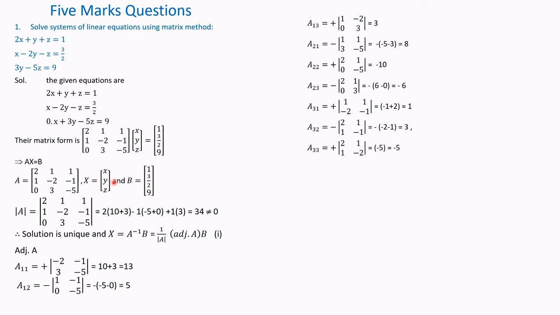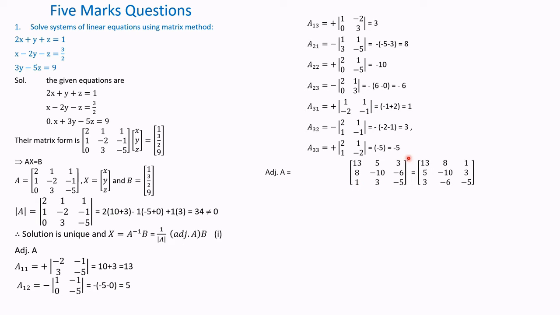So the value is 4. A33 is 4 minus 1, so that becomes minus 5. Therefore, we are substituting the values of the elements of adjoint A. Therefore, it is within matrix square brackets: 13, 13, 5, 3, 8, minus 10, minus 6, 1, 3, minus 5.